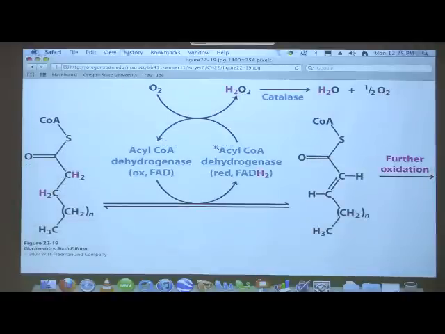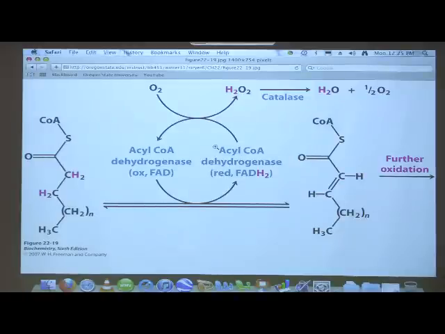Now, peroxisomes don't have an electron transport system. They do have FAD, they do have NAD, but they don't have an electron transport system. So they've got to do something with those electrons that get transferred to FAD during oxidation. This shows that those electrons in the peroxisome get transferred to FAD to make FADH2, and then FADH2 donates its electrons to oxygen to make hydrogen peroxide. I started to say water. Okay, it makes hydrogen peroxide.